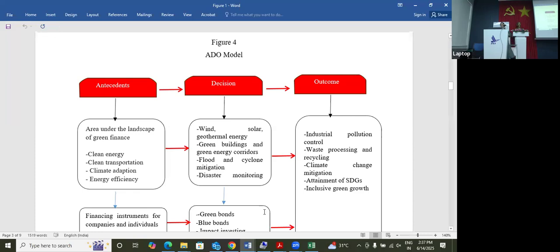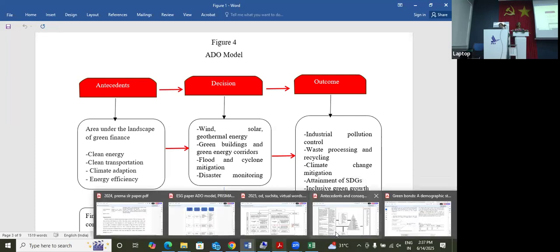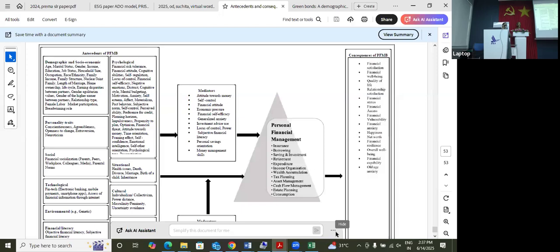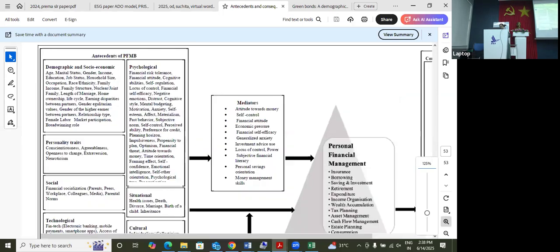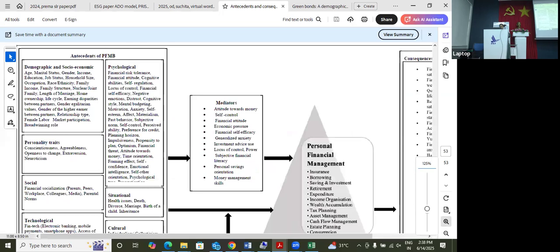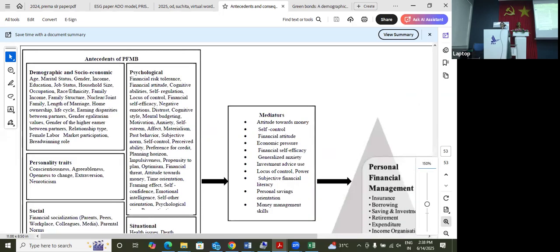This is another way of putting the ADO model. So look at this. This is another way of putting the ADO model. Are you able to see this or should I increase the font size? Could you see this? No. I need to increase the font size. Okay. Now is it visible? Okay, let me increase the font size again.